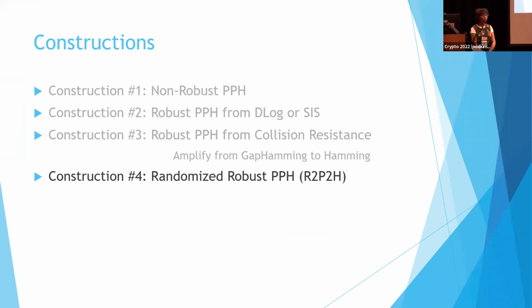In this work, we also study a new notion of randomized robust property preserving hash, or R2P2, for the Hamming predicate. And we're able to achieve an information theoretic construction, as opposed to our deterministic robust constructions, which require at least standard collision resistance.